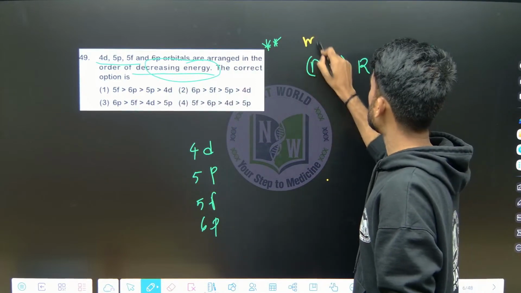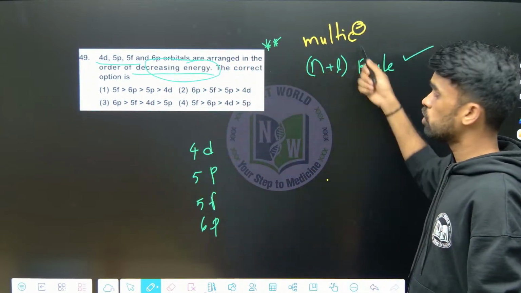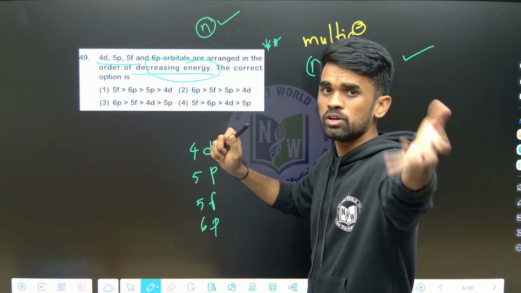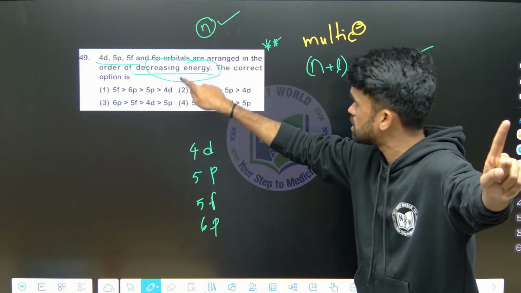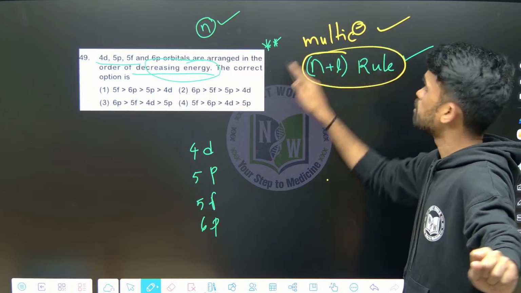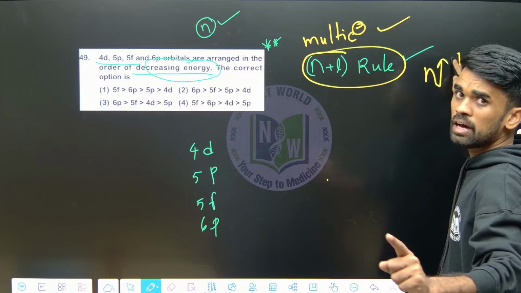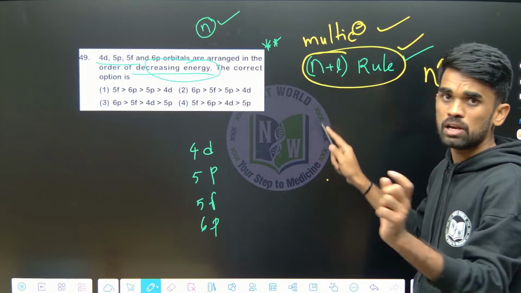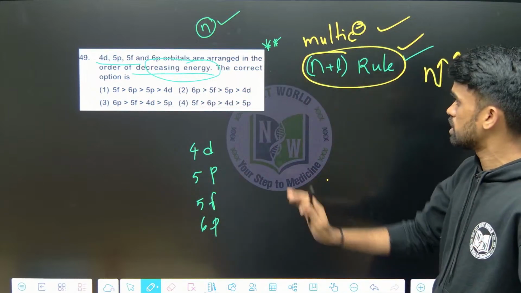This is for multi-electron systems. If the electrons are more than 1, then we have to follow this rule. If only a single electron is there, just follow the n value: the higher the n value, the higher the energy. That is valid for single electron systems. Here it is not mentioned whether multi or single, so you can consider it as multi-electron, and you have to use the n plus l rule. If the n plus l values are the same for different orbitals, then the higher the n value, the higher its energy.